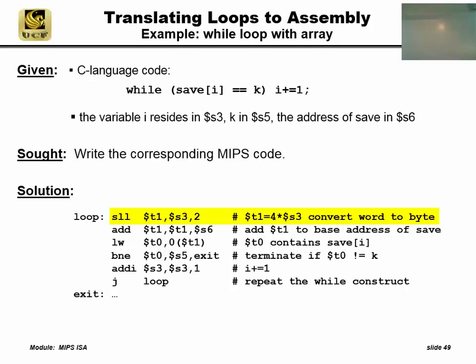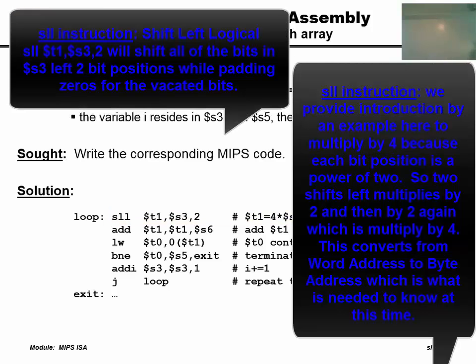We have to compute the effective address. So what we're going to do is take I and multiply it by 4. And I'm going to explain why this is multiplying by 4. We have to show you a new instruction. So shift. We have an instruction called SLL. So what this is doing is shifting.